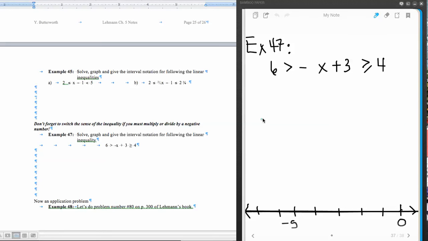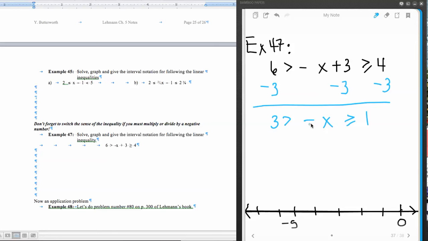Okay, as promised, I made up another compound linear example doing the reversal of the inequality. So the first thing we're going to do is remove the middle term, or the constant added to the middle here, and I'm going to add the opposite to both the left and the right sides. So 6 minus 3, which gives me 3, which is greater than a negative x, which is greater than or equal to a positive 1.